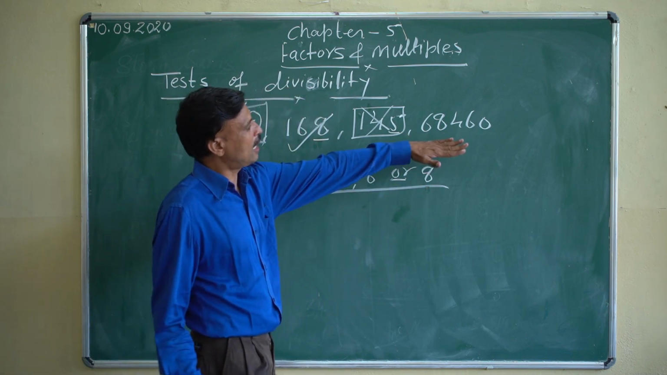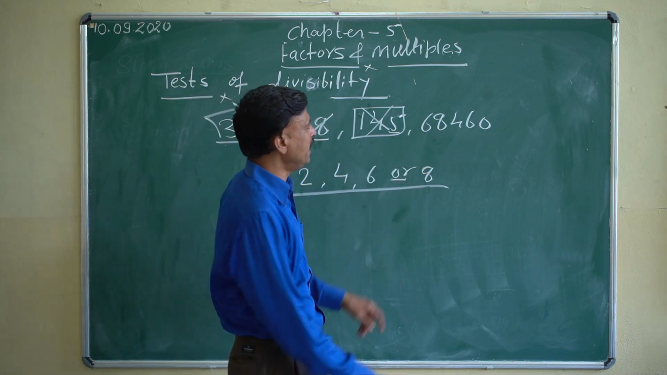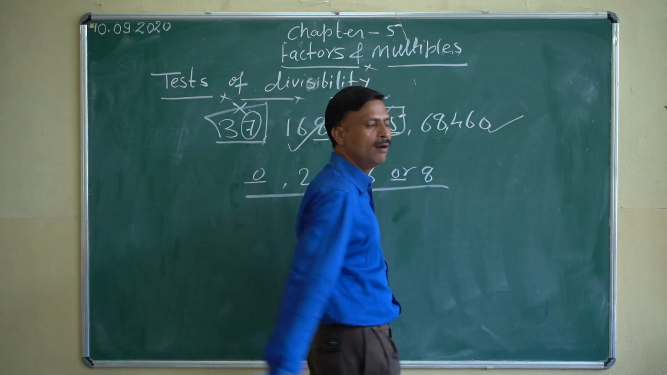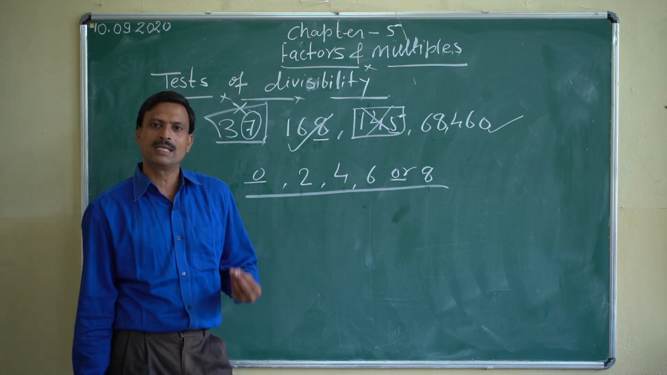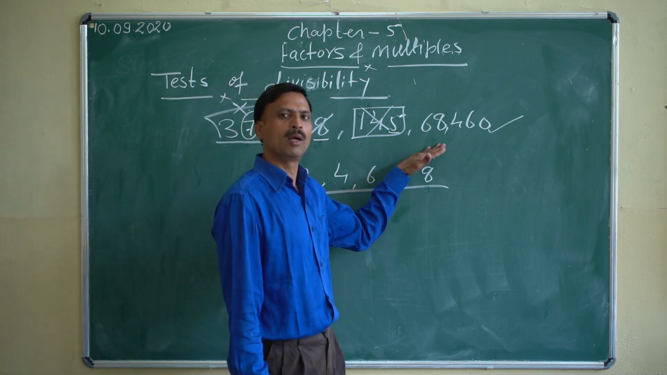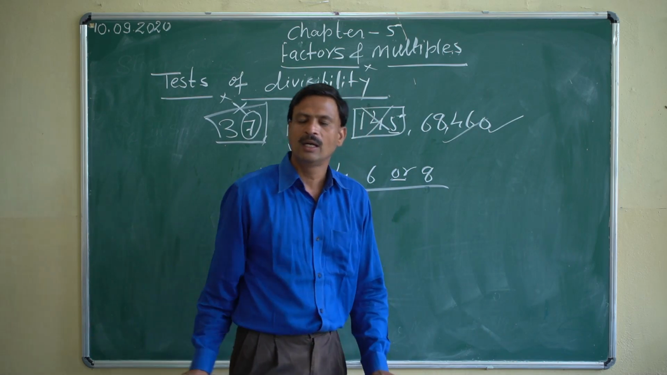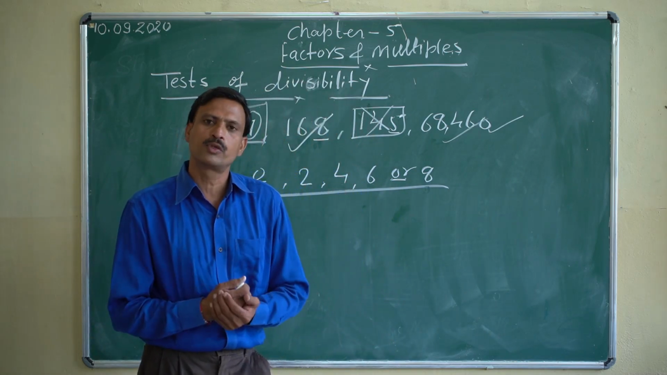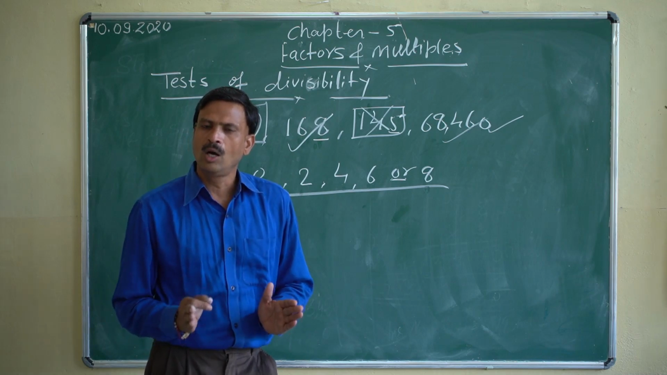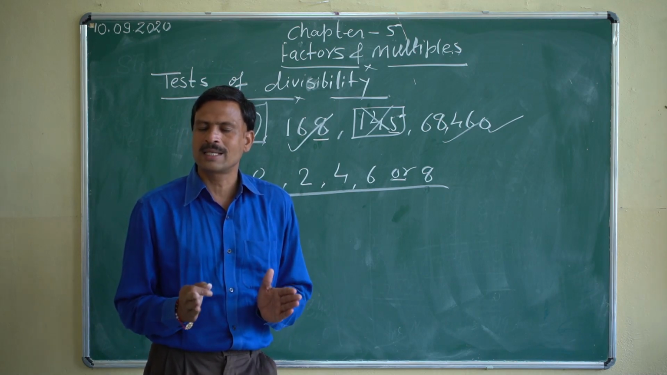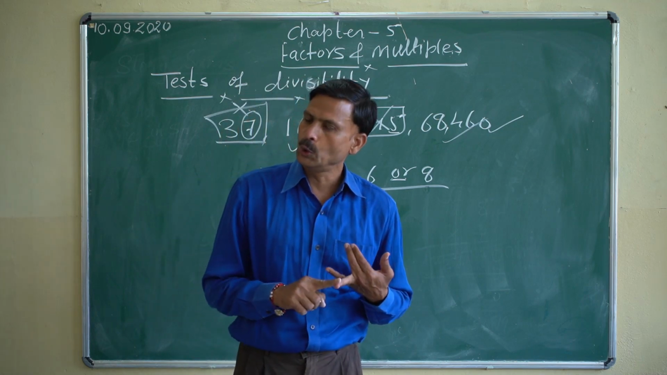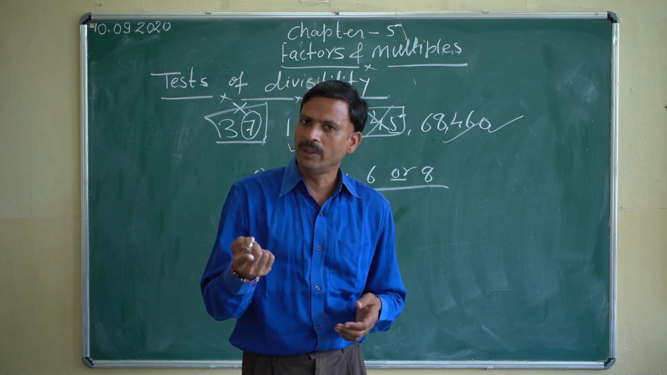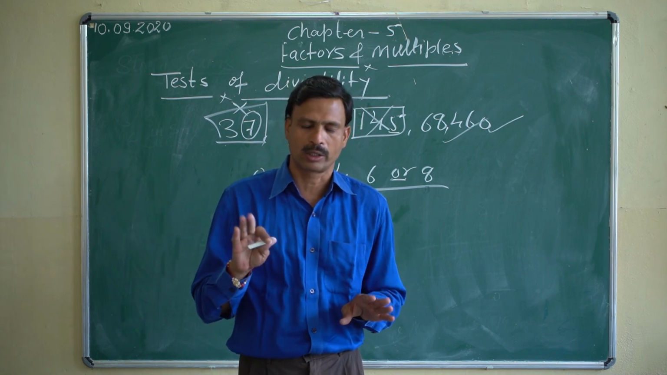Got it? The last number is 68,460. What is the unit place digit here? It is 0. Since the unit place digit is 0, the number is divisible by 2. So understand the divisibility test of 2: any number whose unit place digit is 0, 2, 4, 6 or 8 will be divisible by 2, otherwise not.